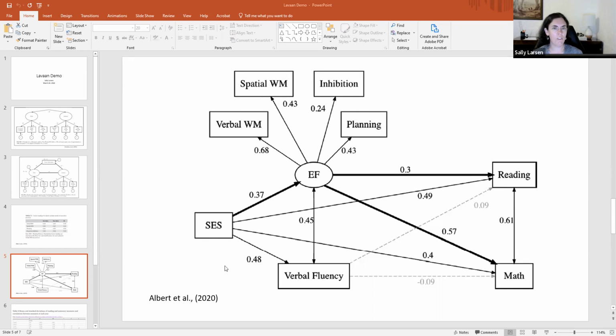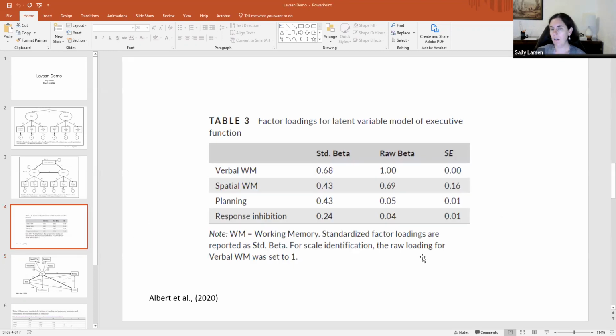I don't very often see structural equation models with this temporal order built in, because if people have repeated measures, they tend to move to latent growth curves or some kind of growth modeling instead. This little chart here in this PowerPoint is just taken from the paper as well, and it shows what the factor loadings are for those observed variables on executive functioning.